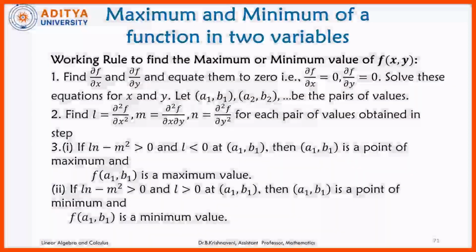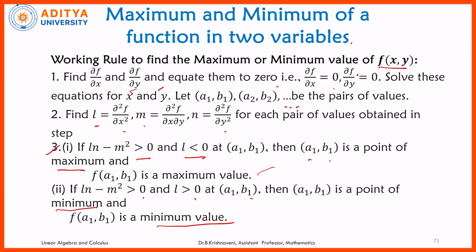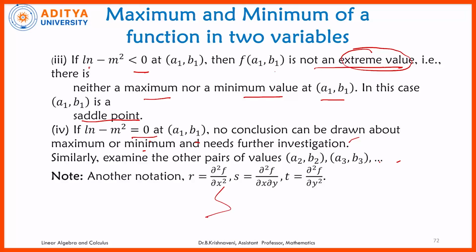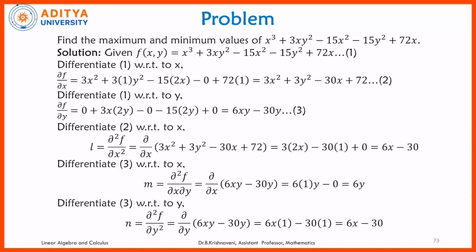So here we need to know the notation for L, M, N, and from that we need to draw the conclusions. Similarly, the same notation can also be replaced with R, S, T. That is, R is ∂²f/∂x², S is ∂²f/∂x∂y, and T is ∂²f/∂y².